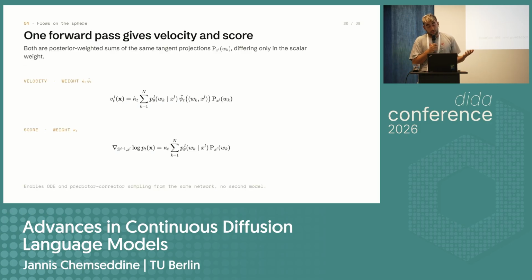And what you can then do is, okay, if I want the velocity field or the score, both are basically just weighted sums with this posterior. I train the posterior the same way I always do. So I can plug both in for anything that I want to do.